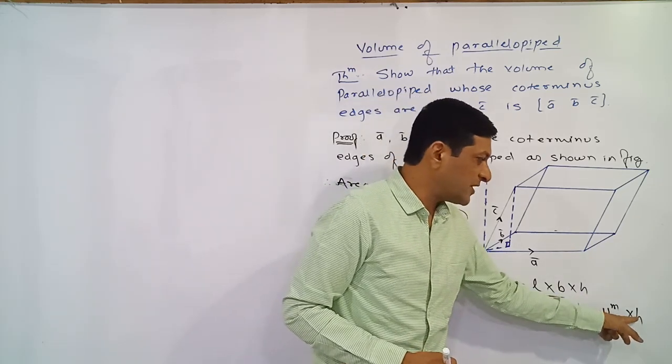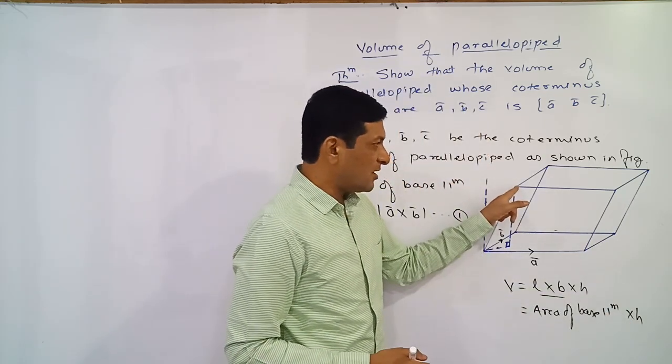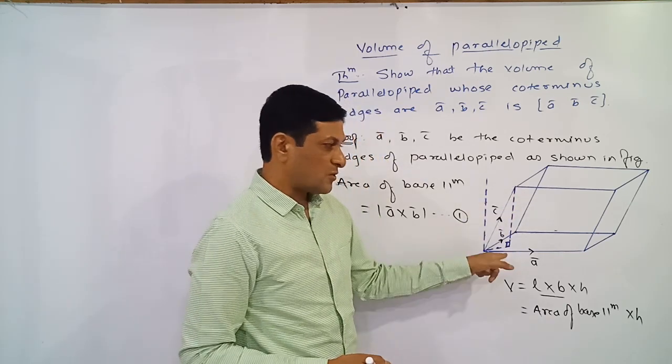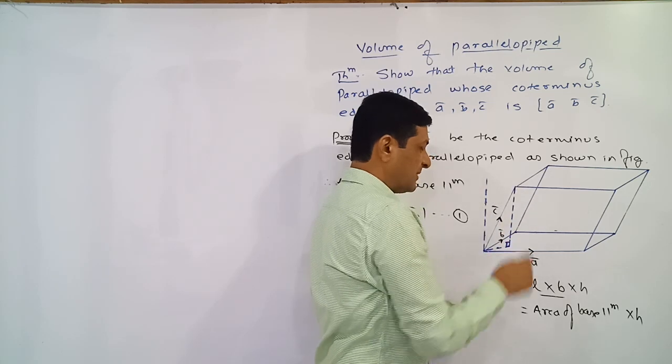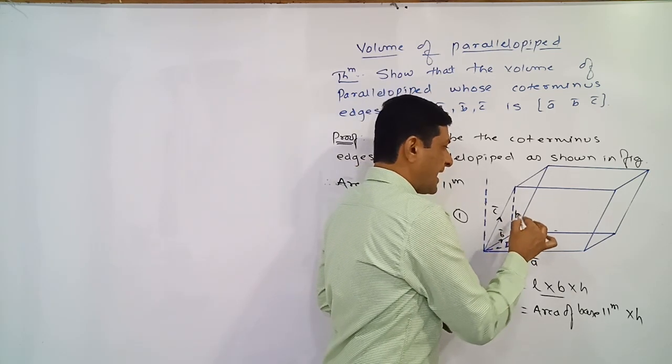Now we are trying to find the value of height. So here let us draw a perpendicular from one vertex on the base. Here we have already drawn a perpendicular from one vertex of the parallelogram on the base. Let us denote this height of the parallelepiped by h.